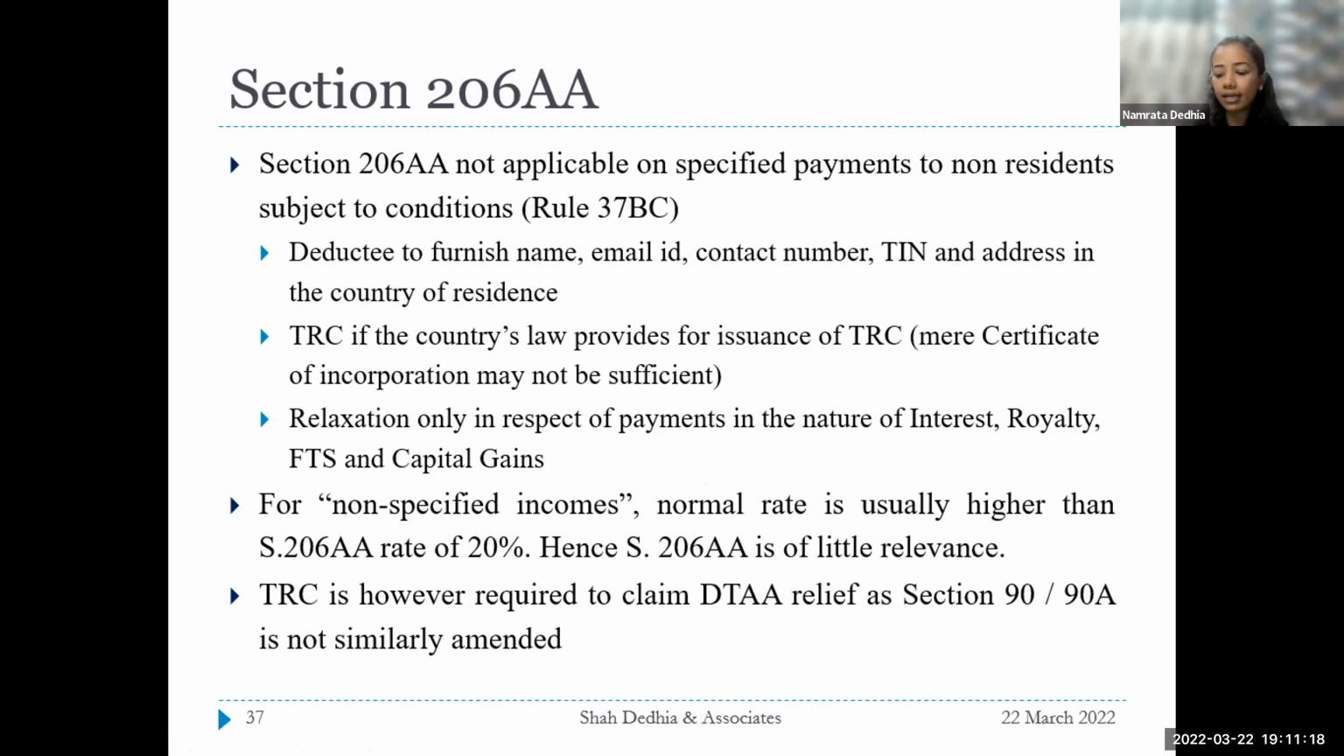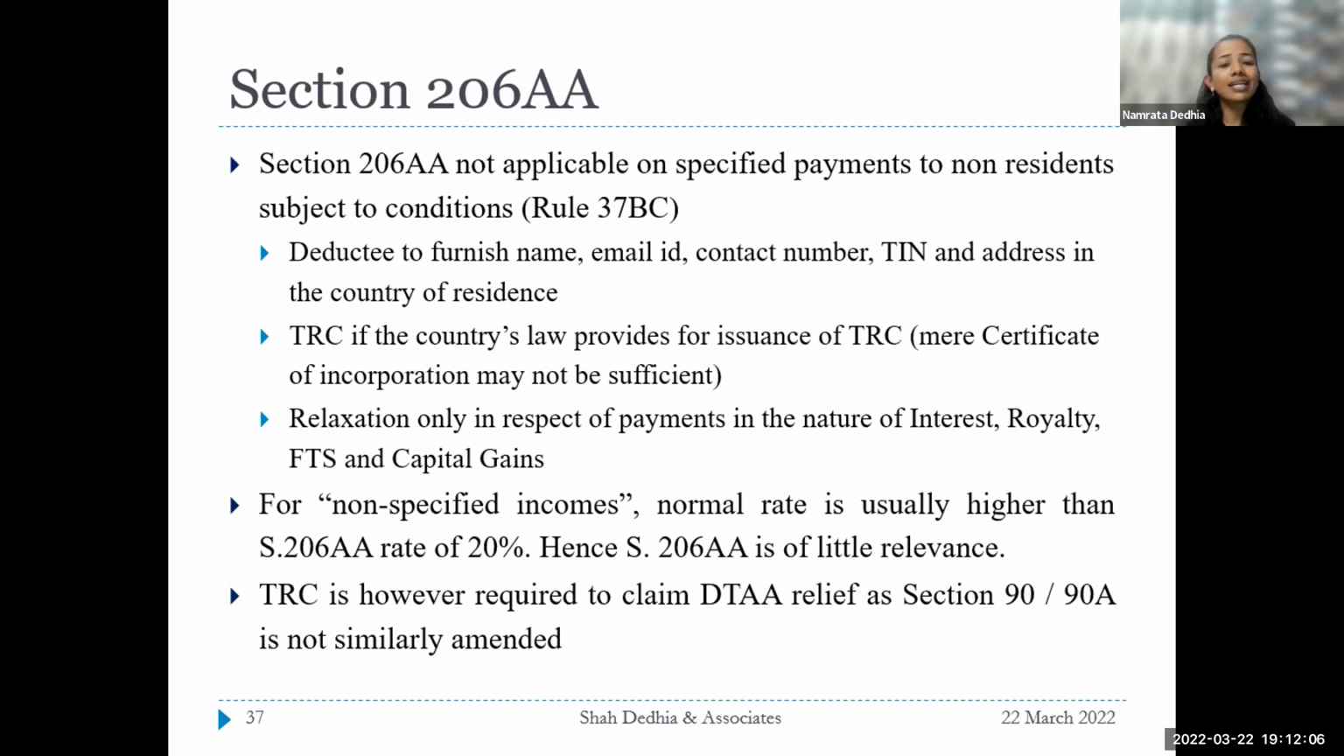Exception to 206AA in terms of non-resident payments is Rule 37BC, which says that if the payment is in the nature of interest, royalty, FTS or capital gains, which is 4 types of payments, and the TRC of the country, if the country issues TRC, is being provided, plus other details like name, email ID, contact number, TIN, address are all provided, then 206AA will not apply, which means the 20% rate will not apply. Now, this is a good thing, and interest, royalty, FTS, capital gains are the most common transactions. So it really helps in those transactions that merely on the basis of TRC, even if PAN is not there, the higher rate will not be applied.